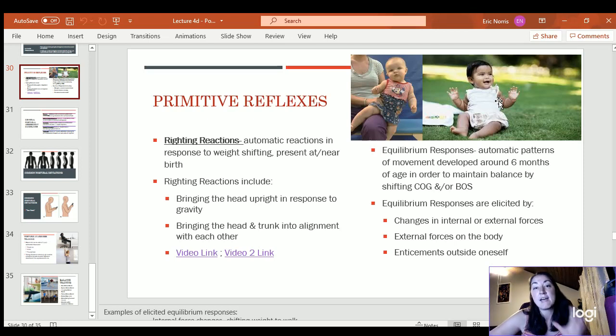But once they have enough core control and the equilibrium responses, they are able to kind of shift their weight, maintain their center of gravity over their base of support. Things that elicit the equilibrium responses or bring them about are changes in internal and external forces on the body, or enticements outside of oneself, which would be like they see something they want and they want to lean to get it. So these are primitive reflexes in children that help them maintain their equilibrium.